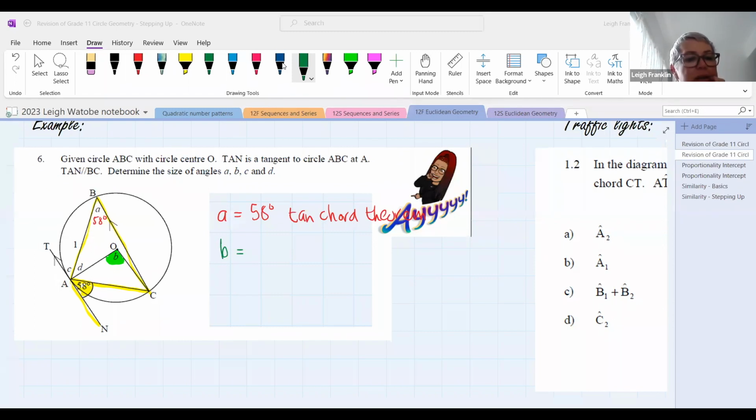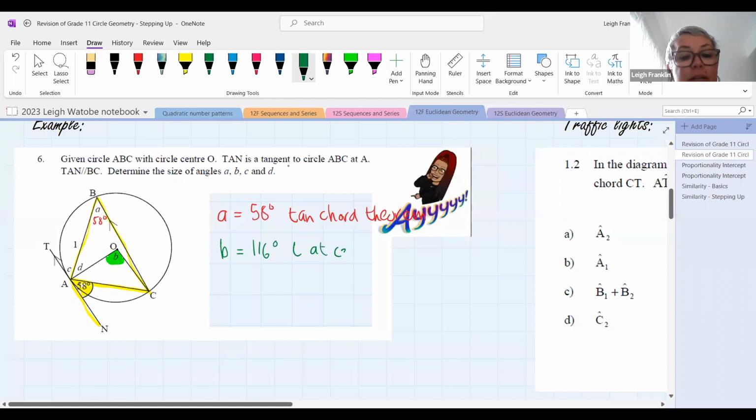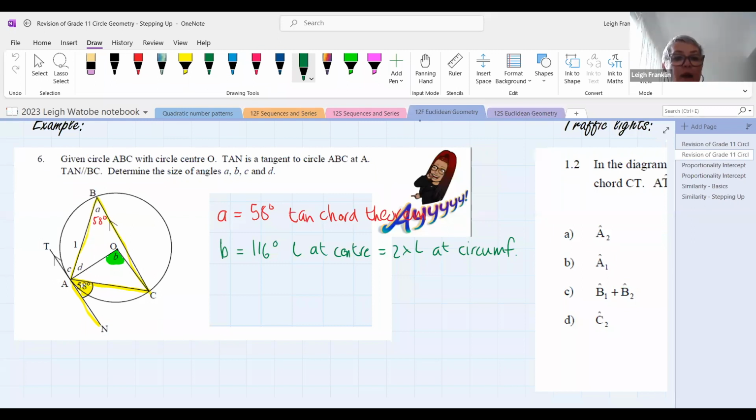Timbani, where did you get 29 from? Remember, the angle at the center is twice as big as the angle at the circumference. So if you know the one at the circumference, you've got to double it. Absolutely, quite right. So it's going to be 116 degrees. Reason: angle at center equals 2 times angle at circumference. Good job, everybody. Well done. So we now know that that's 116.